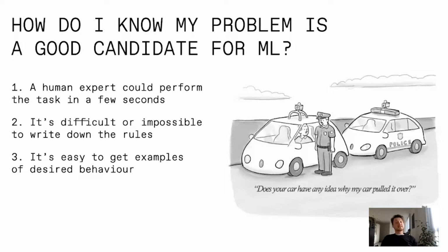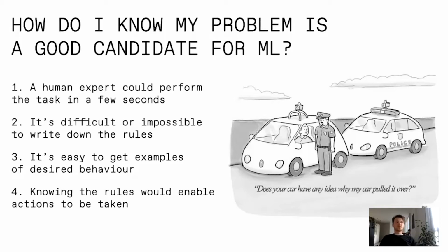Number 3, it's easy to get examples of desired behavior, which goes back to the idea that you need a lot of data. To be able to solve a problem with machine learning, you're going to need to be able to find or collect lots and lots of data. With the example of a self-driving car, it's very easy to have a human driving the car and just record everything they're doing. You can do it as much as you want, and it's easy to collect a lot of high quality data. So essentially you can observe people doing the task and do the data collection.